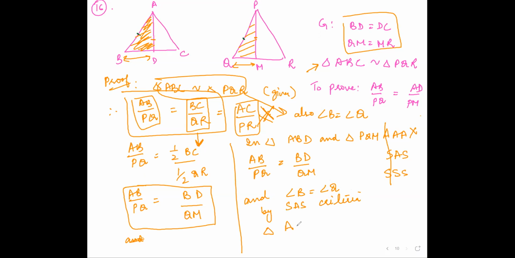So triangle ABD will be similar to triangle PQM. Angle B is equal to angle Q and AB by PQ, so P has to come here and then PQM. So by SAS criteria, these two are similar. Now, when the triangles are similar, that means their corresponding sides are in proportion. So therefore, you can write AB by PQ is equal to AD by PM, the third side.